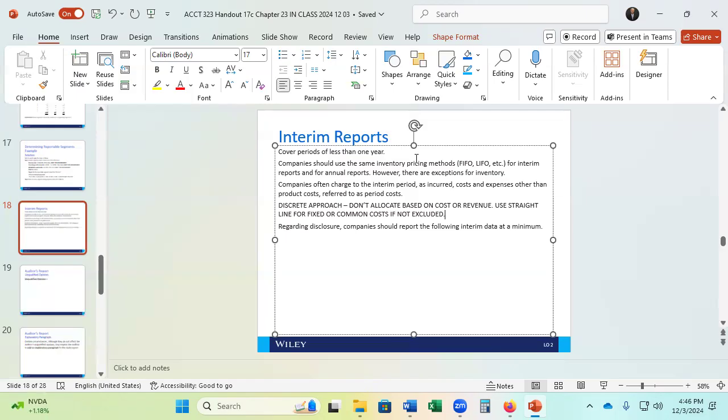So you have two choices as management, and the integral approach allocates required costs based on the activity during the period, sales or expenses.